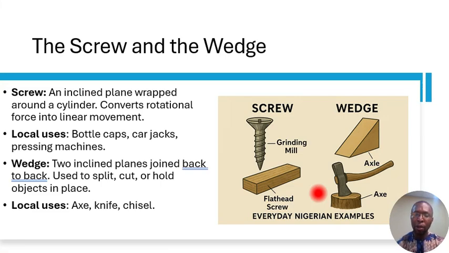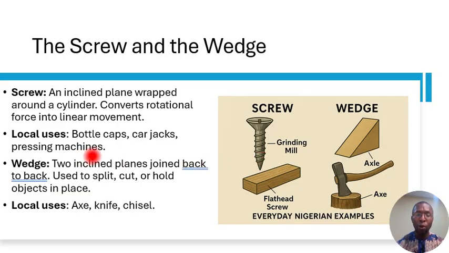Let's talk about another one, the screw and the wedge. Okay, a screw is just an inclined plane wrapped around a cylinder. You see it here. And it converts rotational force into a linear movement. By the time you are applying a force to a screw in a rotational manner, it begins to go downward until it gets into the object it's made to penetrate. So this is another simple machine that we know.